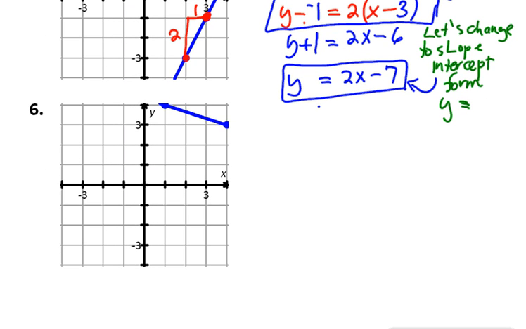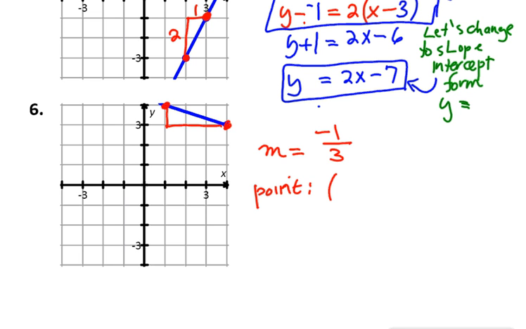Problem 6, same thing. You can see the 2 points here. There's one, here's the other. So I need to know what the slope is. I can count it. It goes down 1, so negative 1, and then to the right 3, so over 3, so negative 1/3.